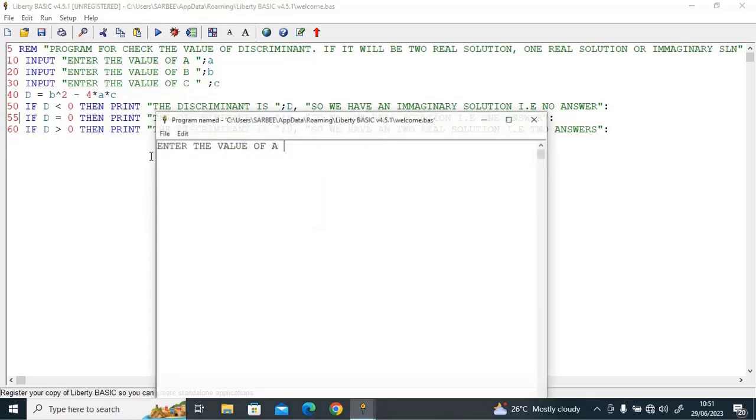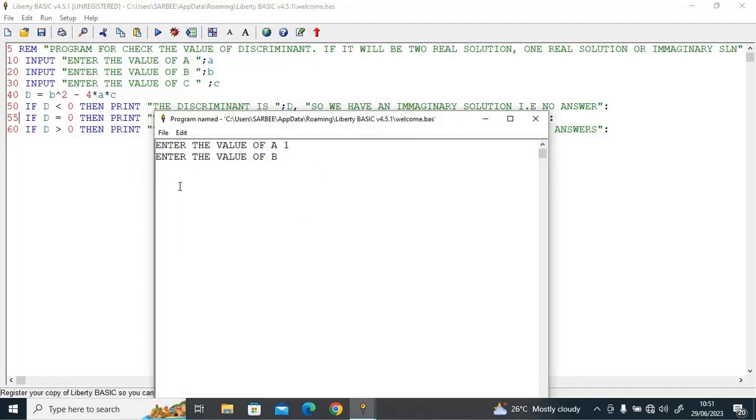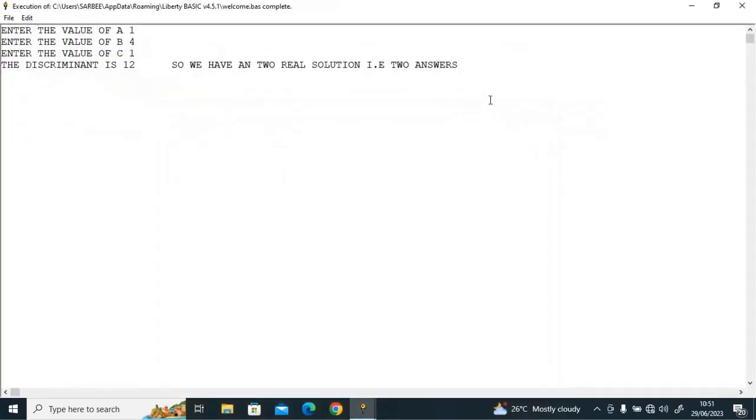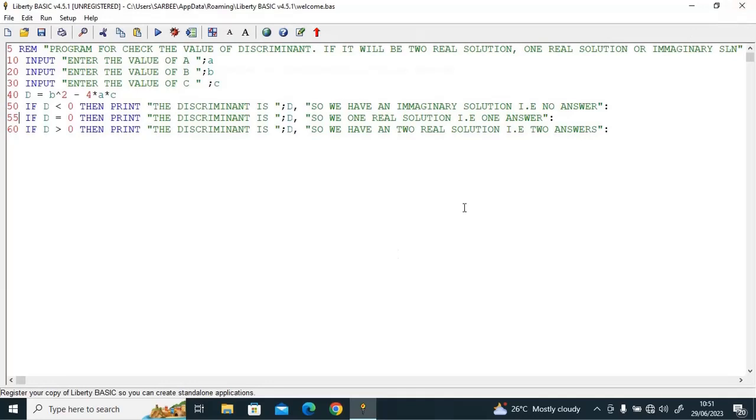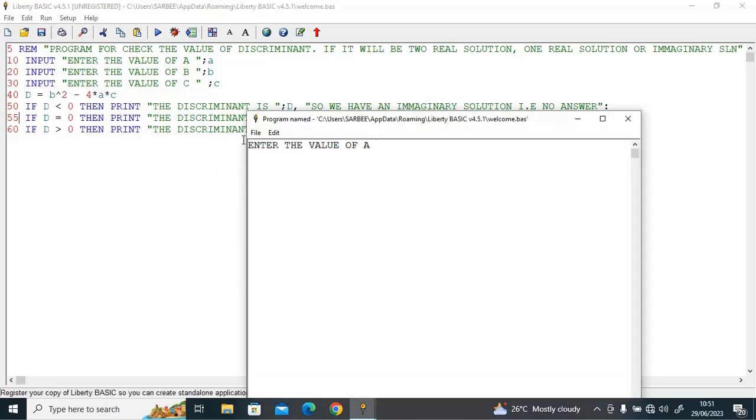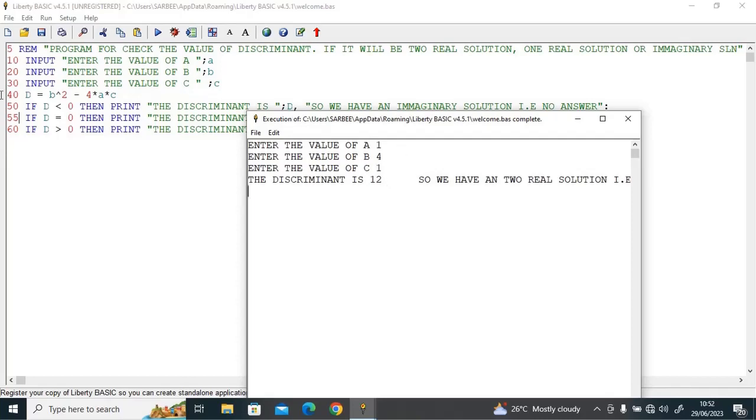So that will give us d equal to 0. So let's say A is 1, B is 4, and C is 1. This one is 12, so we have two real solutions. It means your answer will be 2 answers, because it is 12. It is not equal to 0. Why is it 12? Let me check. A is 1, B is 4, and C is 1. How is it 12? B squared, 4 times 4 is 16, minus 4 times 1 is 4, times 1.